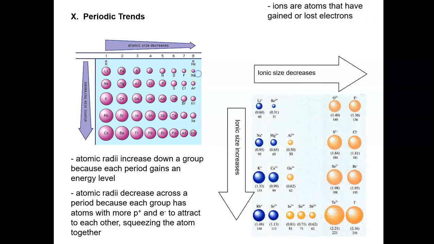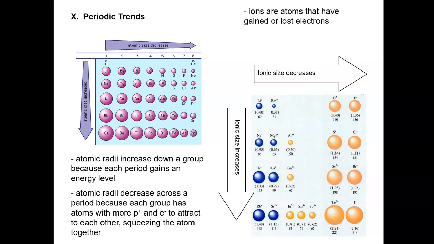Now, there is another trend that would be ionic radii. Ionic radii simply refers to atoms that have gained or lost electrons. That's what we call ions, if you remember that. So ions are atoms that have gained or lost electrons. So the metals on the left side of the periodic table tend to lose electrons and become positive. The nonmetals on the right side of the periodic table tend to gain electrons and they become negative.